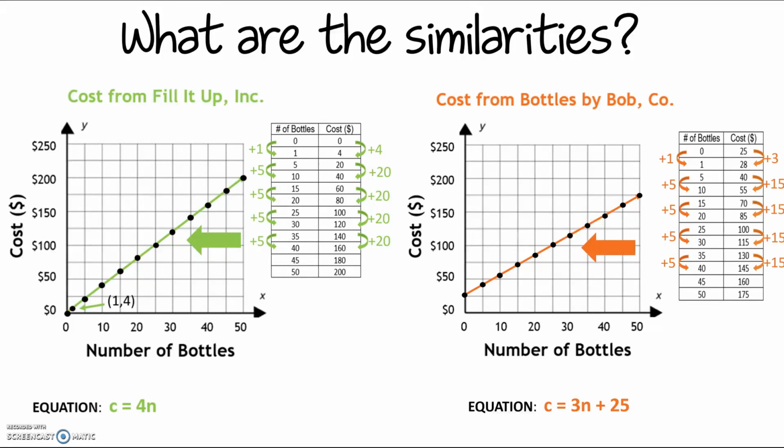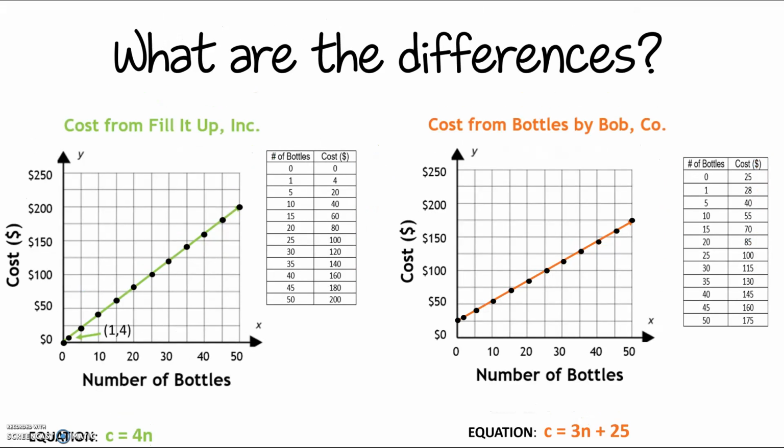And because of the constant increase, both equations have a calculation in which the cost per water bottle is multiplied by the number of water bottles. So for Fill It Up Inc., we see the 4 being multiplied by n, the number of water bottles, to determine the cost. And in Bottles by Bob, we see the cost per water bottle of $3 being multiplied by n as well, the number of water bottles.